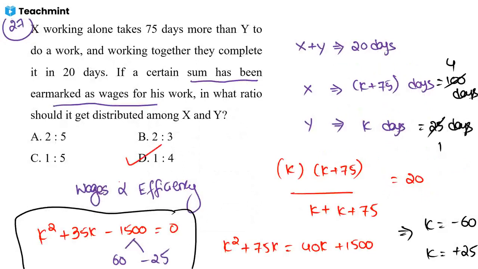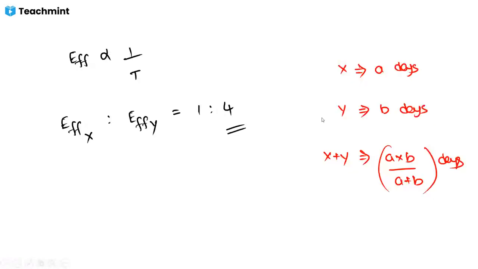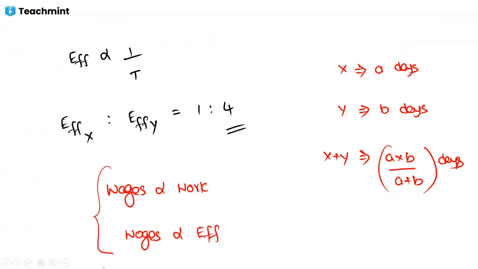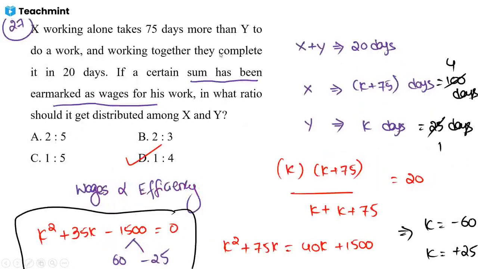See, there is a lot involved in this question. Here we got 25 by solving the quadratic equation. When X completes the work in A days and Y in B days, together it is A into B divided by A plus B. Efficiency is inversely proportional to timing, and payment is directly proportional to work, which depends on timing and efficiency. So a lot of things are involved.